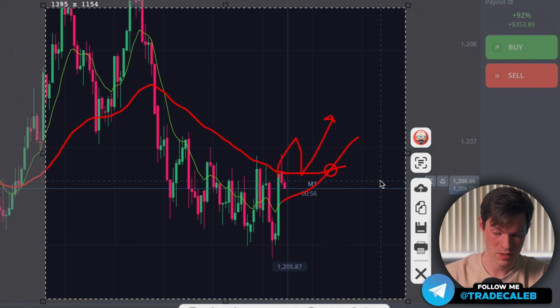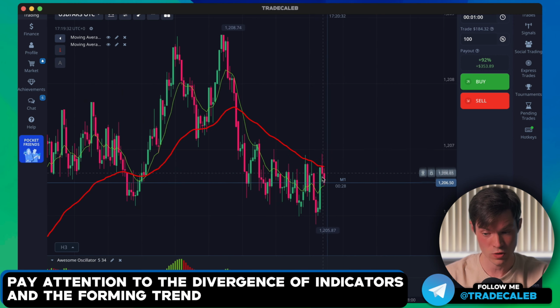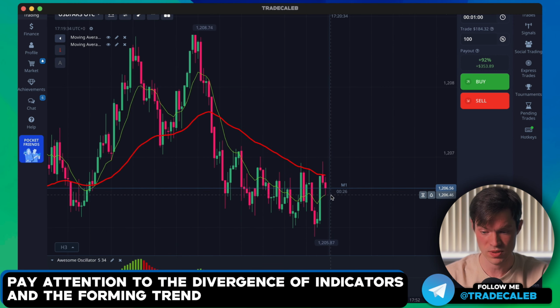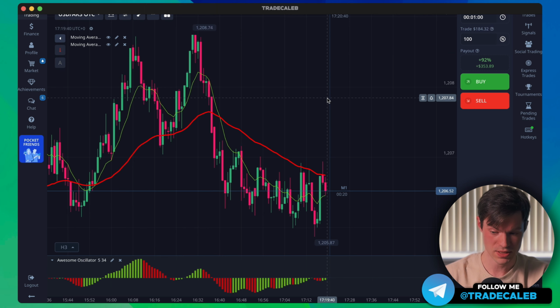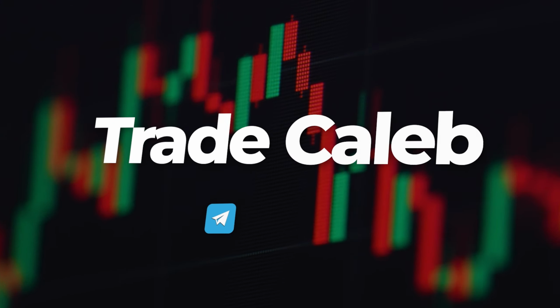Usually many people are used to opening trades on crossing these lines, but to tell the truth, the chart will be very high. In this case, we will enter into risky trades. So we will pay attention to the divergence of the indicators and the forming trend. Awesome Oscillator and moving average will help us in this, so let's look further.